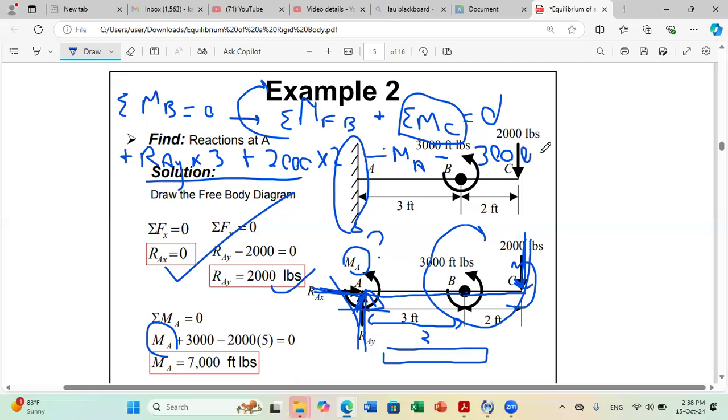So this equation will close my system of equations. I already have RAY from the previous step, so I replace. The only unknown in my equation is MA, so I can solve for MA. Since I got a positive result for MA, this means that I assumed the right direction, so MA is counterclockwise. If I get a negative result, this means that MA should be clockwise. Any question on this problem?